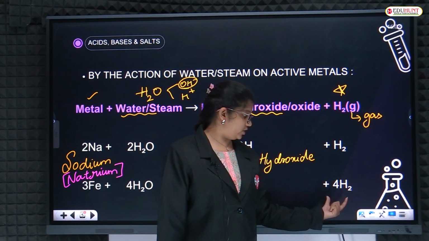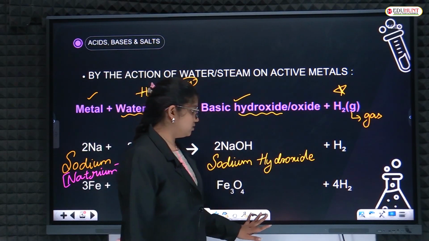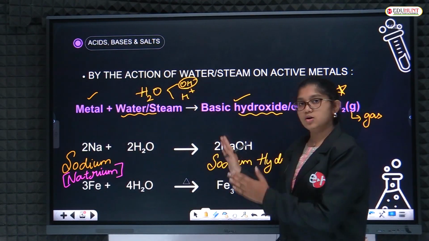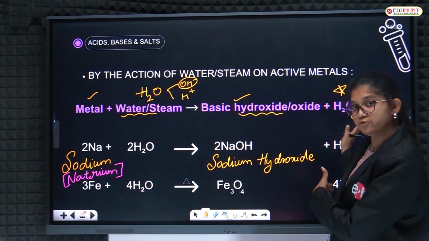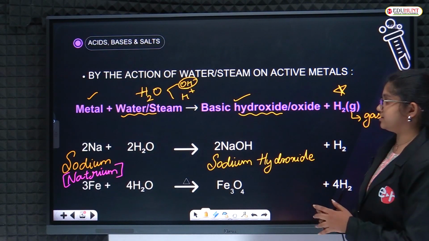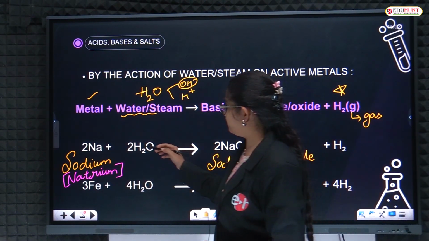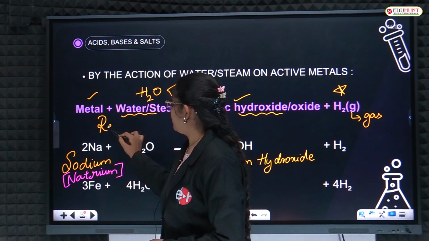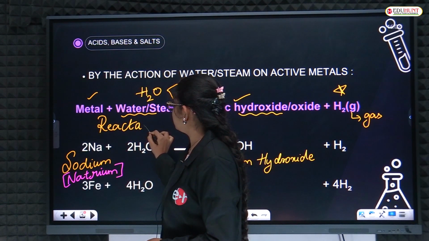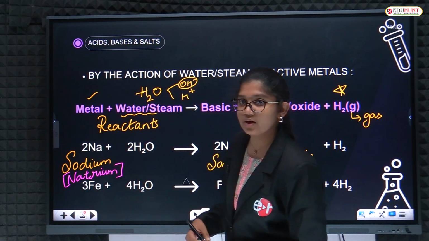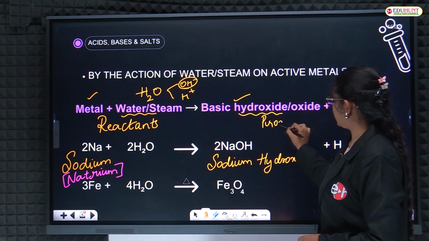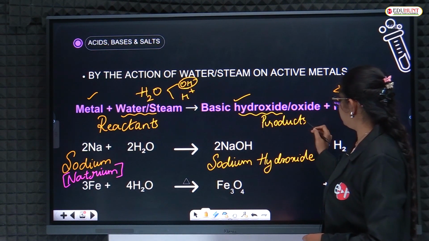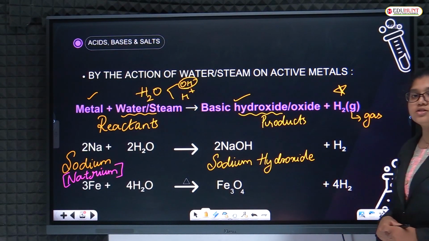H2. We get products such as the basic oxide or else the basic hydroxide, along with hydrogen gas. That is compulsory. So towards the reactant side we have 2 things, what are they? Metals and water or steam. And towards the right-hand side we have 2 products, namely basic hydroxide or basic oxide plus hydrogen gas.